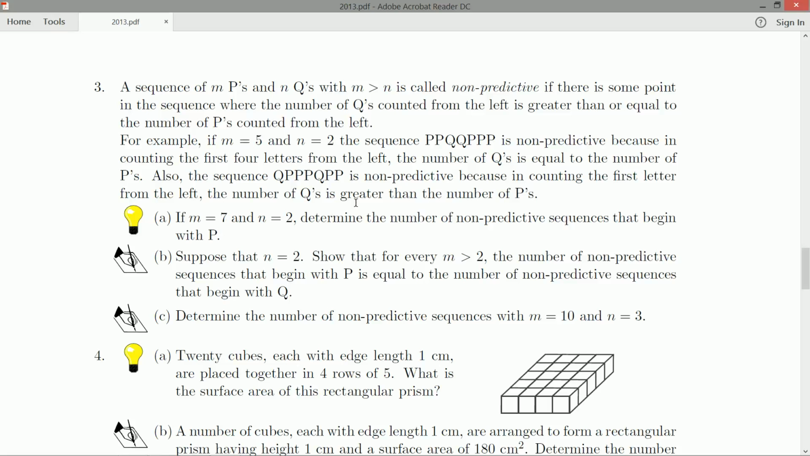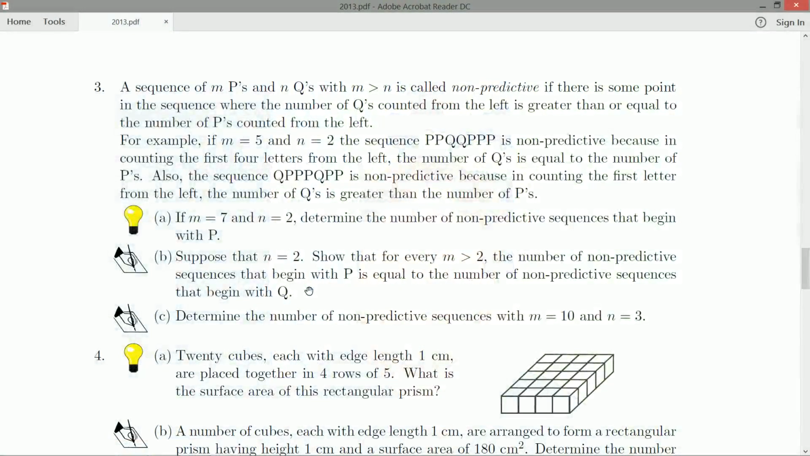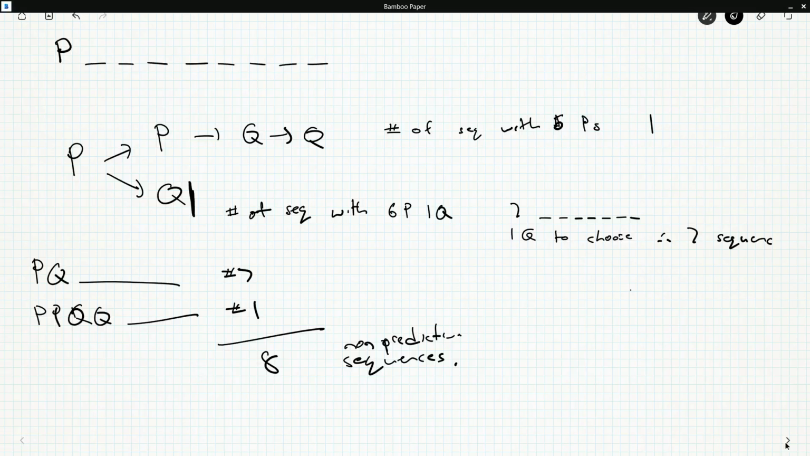Well, based on what I did in A, as long as I explain it, I think I can generalize it to count the number of non-predictive sequences that begin with P. Now, as for the number of non-predictive sequences that begin with Q, well, if you start with Q, by definition, I mean, they even gave it to us in an example, if you start with Q, automatically you're a non-predictive sequence. So I can have Q and then anything. So I'll have Q and then I'll have m P's left and 1 Q. So I think just counting both of those will do just fine.